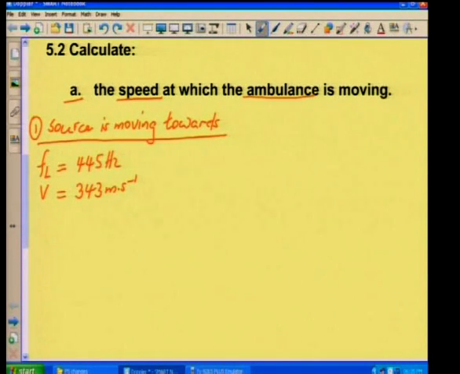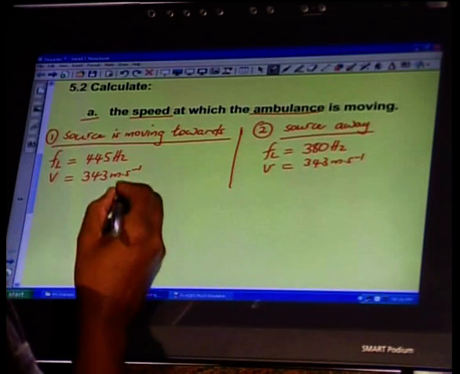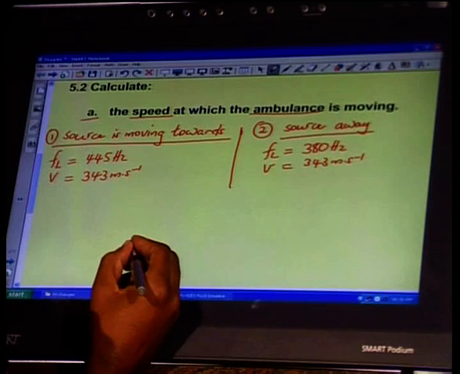And we also have a situation where the source is moving away. So when it is moving away, FL, the frequency observed by the listener in this case, is 380 hertz. But what remains common is your V, which is 343 meters per second. I'm doing this so that we can understand that at the end we need to come up with two equations. In other words, we'll solve this using simultaneous equations.